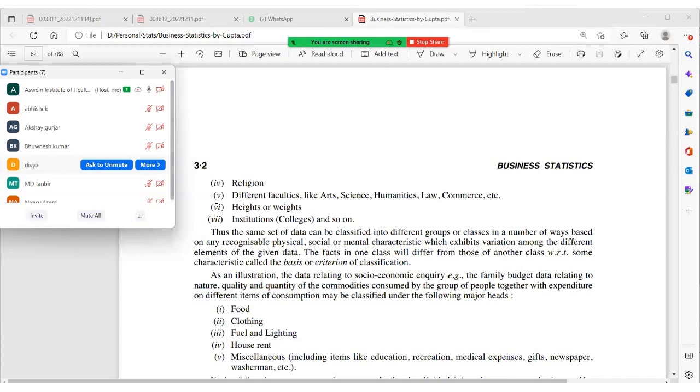So the single cluster of these are called the ungroup, or we say individual, right? So generally in stats, we have two types of data. One is ungroup, or we say individual series, and the second one is group data. In the group data, we further divide group into two series. One is a discrete series and the continuous series. Right. Now, individual ungroup is clear.